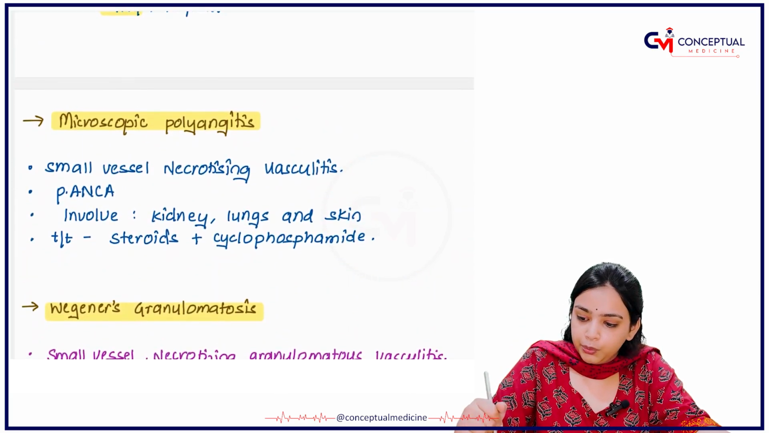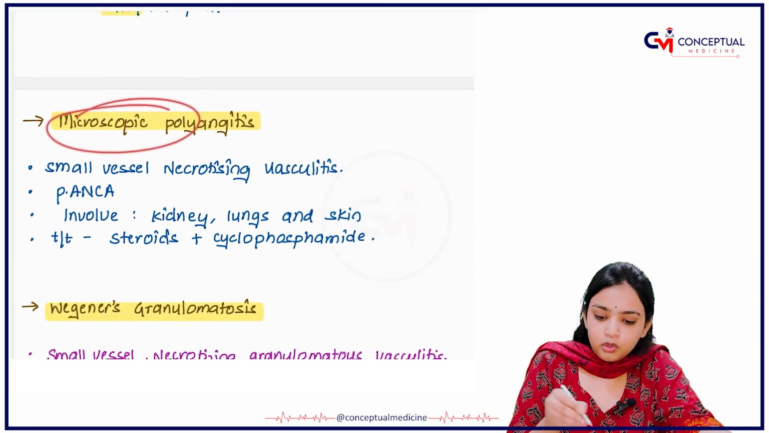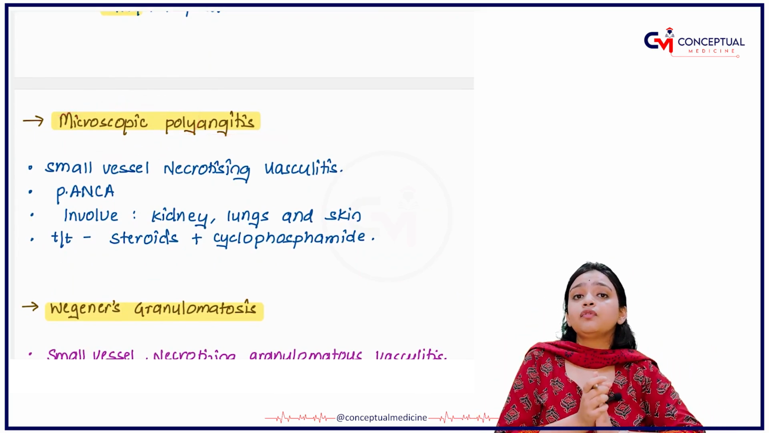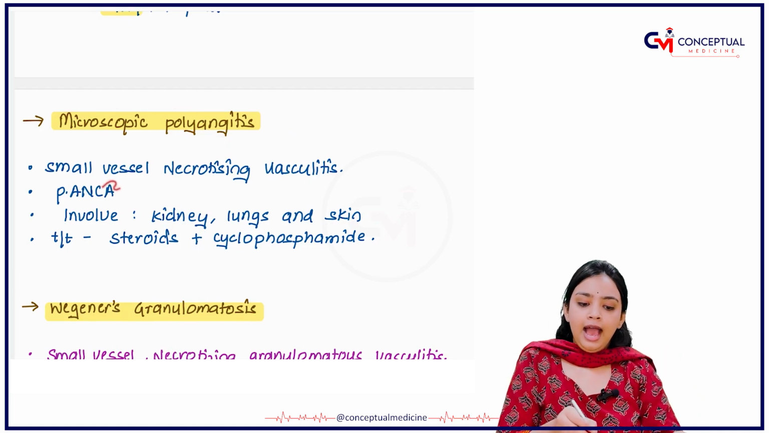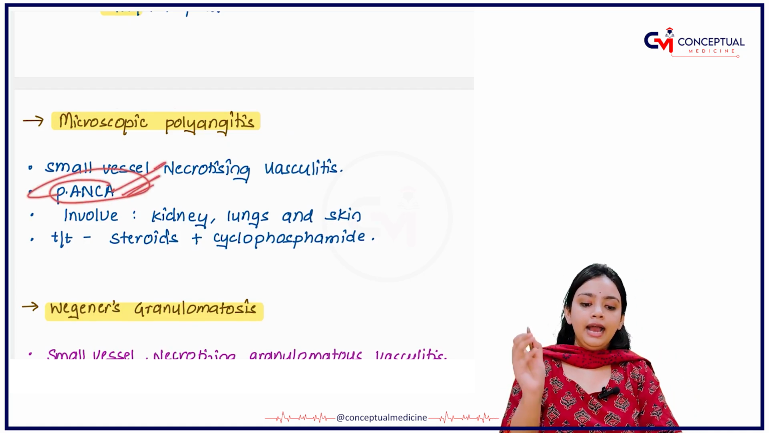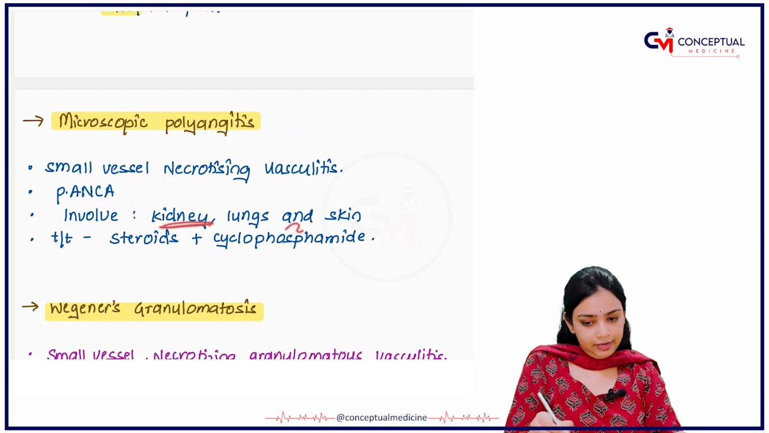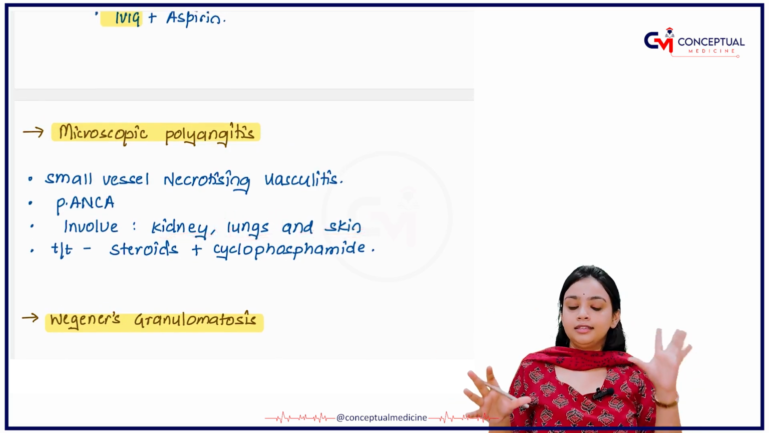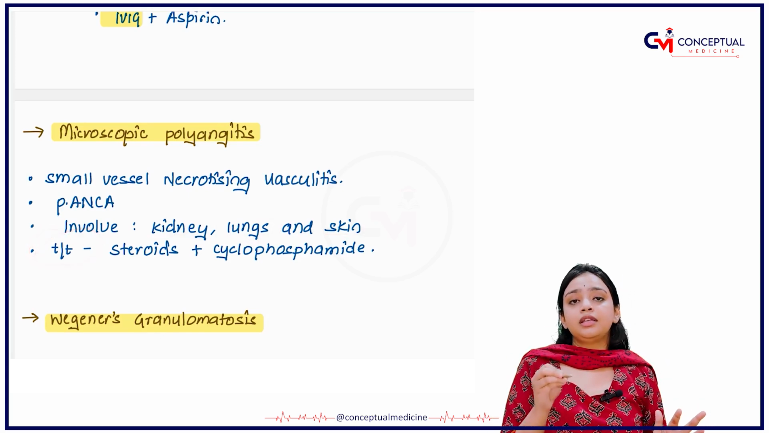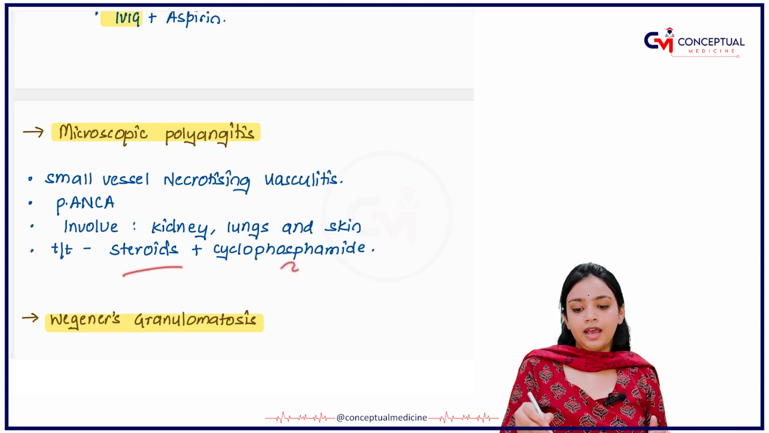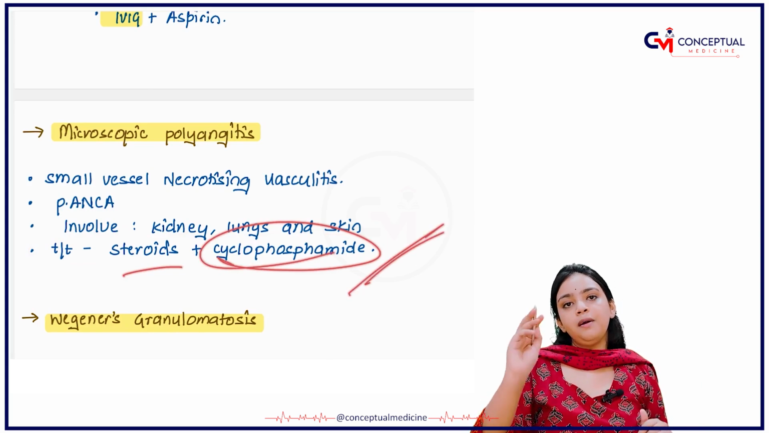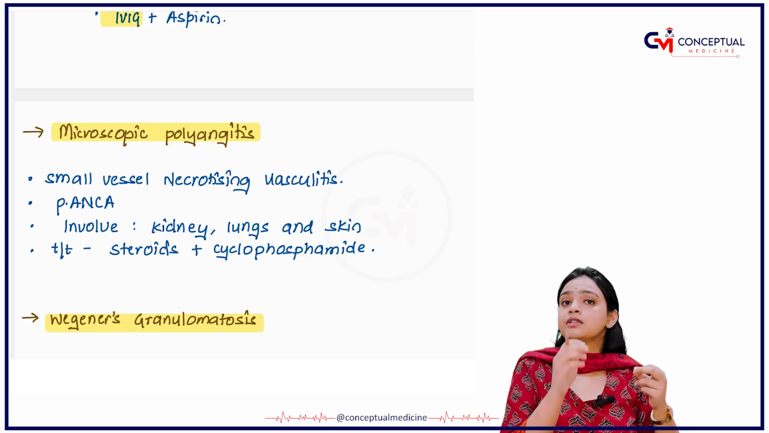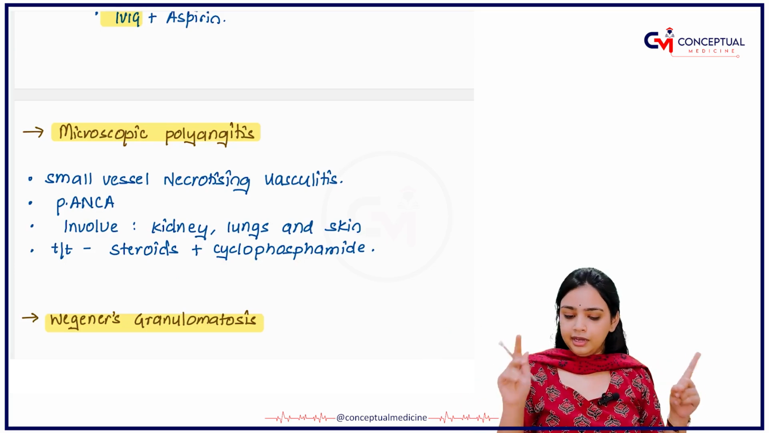Next, moving on, we have the microscopic polyangiitis. Microscopic polyangiitis involves the small vessels, and it also has the P ANCA antibodies and involves the kidney, lungs and the skin. And the treatment for this that we gave is the steroids and the cyclophosphamide. Steroid is everywhere in the vasculitis. So steroid we have to give, right?